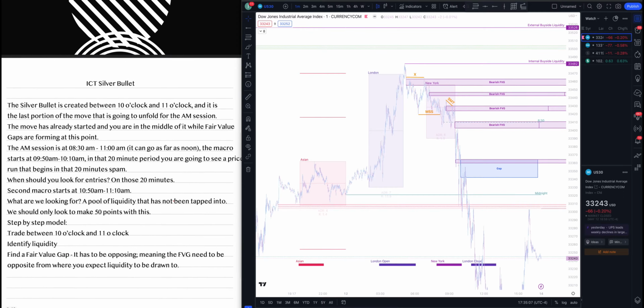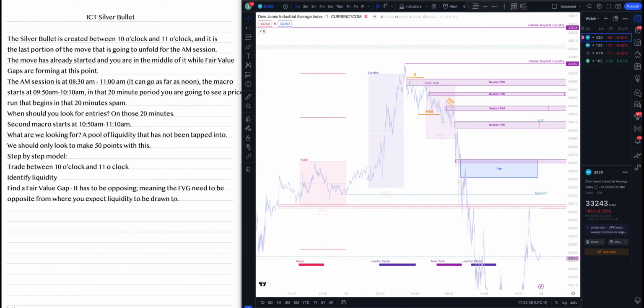If you want to see my notes, I'm going to leave them over here. Take a screenshot, do whatever you want, because I'm going to reference them. These were the notes that I took from ICT himself. So the Silver Bullet is created between 10 o'clock and 11 o'clock.